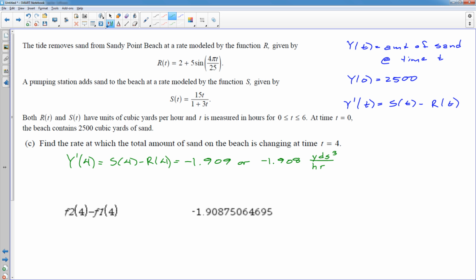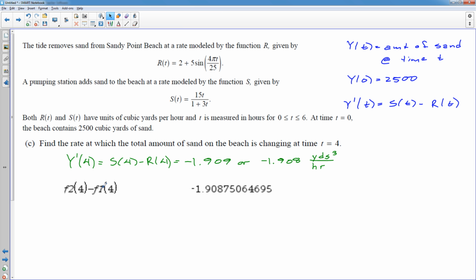And something they did not do for this problem, but they do very frequently, is ask you to interpret that answer in the context of the problem. In this case, my rate of change at time 4 is negative 1.9. That simply means the amount of sand on the beach is decreasing at this rate. So if it asks you to interpret your answer, you just write a sentence saying the amount of sand on the beach is decreasing at a rate of 1.909 cubic yards per hour.